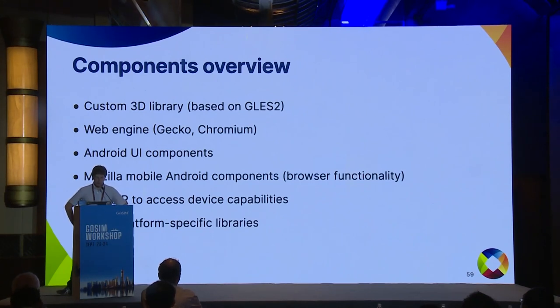The main components of Wolvic are a custom 3D library, so we can position elements in 3D space. A web engine, which is the one that interprets the web content and renders the web page. Most of the user interface is actually built with regular Android components, the buttons and text views and so on. For the browser functionality, for bookmarks, history, downloads, and so on, we use the Android components provided by the Mozilla Mobile project. We also use OpenXR to access specific device capabilities, and in some platforms, we also use some platform-specific libraries.